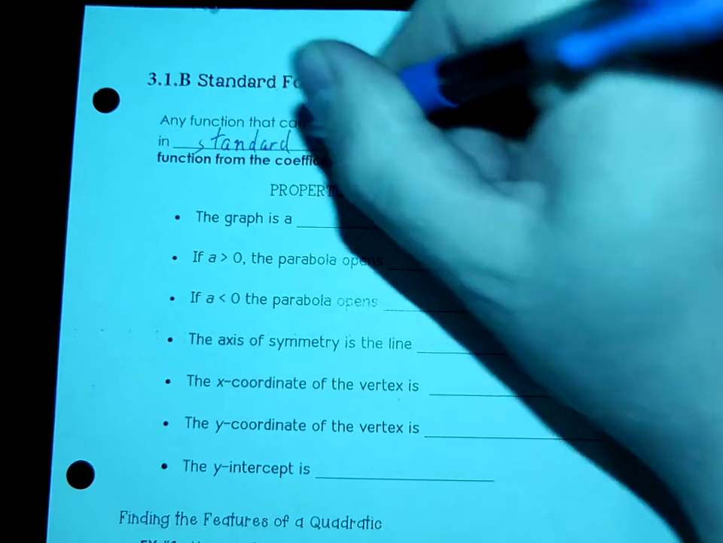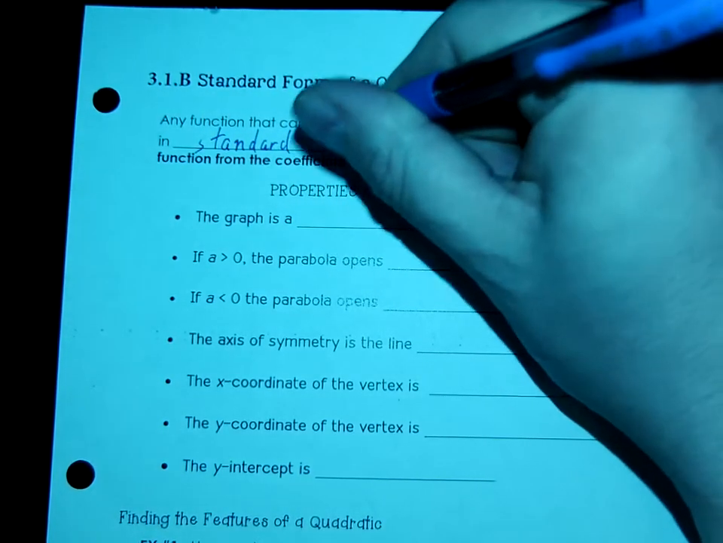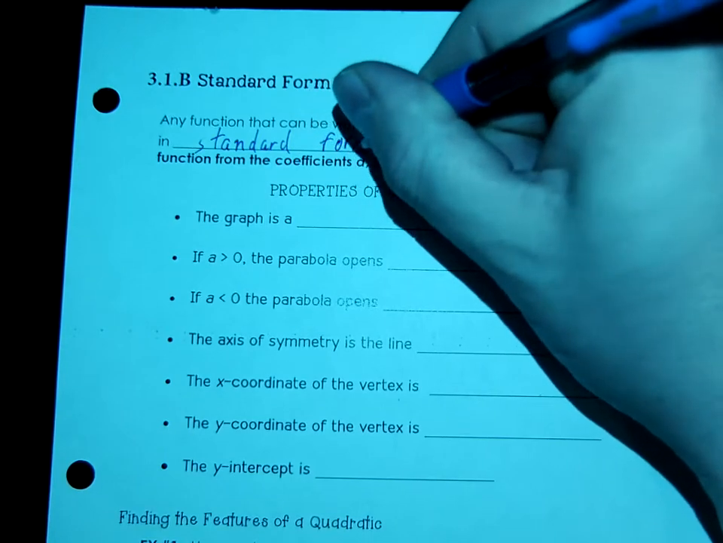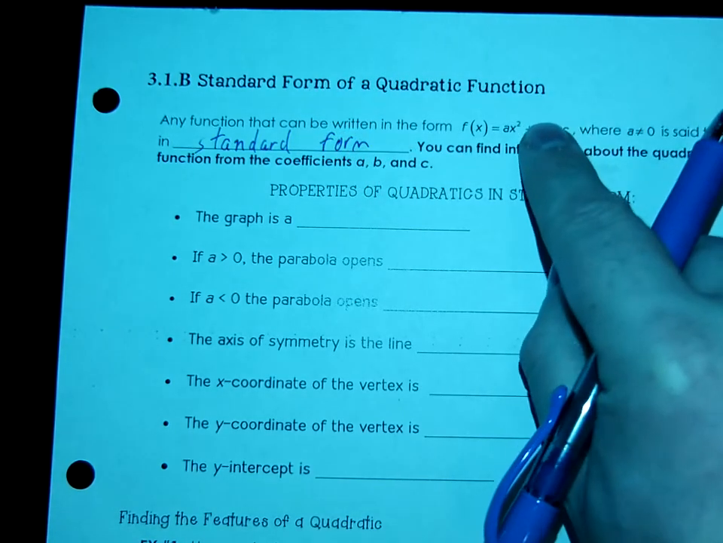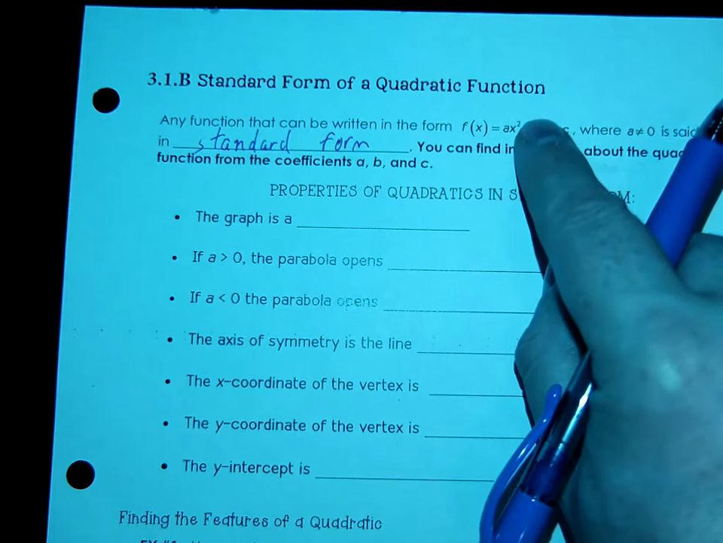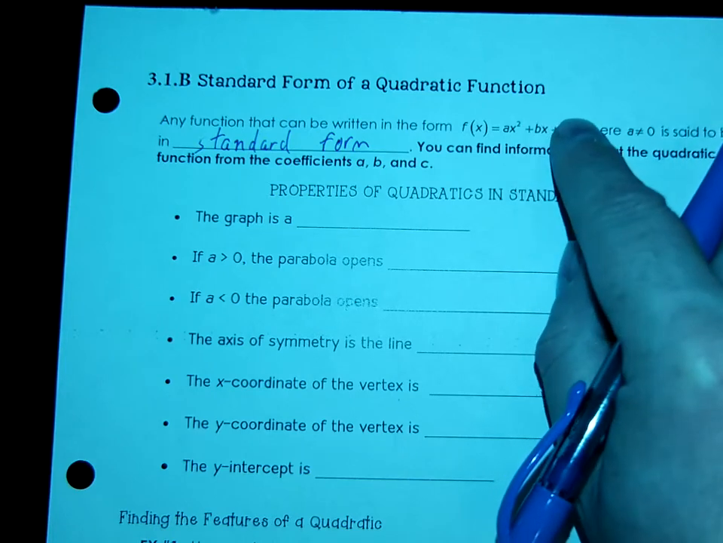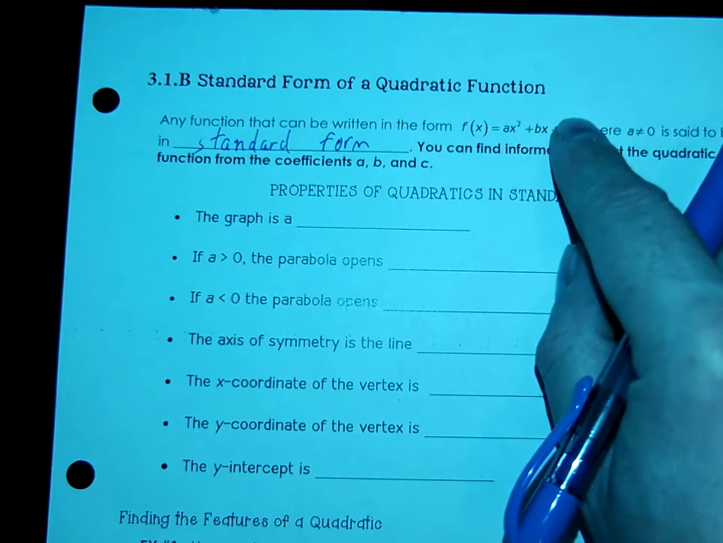Now b and c can be 0 in this format. If b is 0, the quadratic function just doesn't have a linear term. And if c is 0, it doesn't have a constant term.